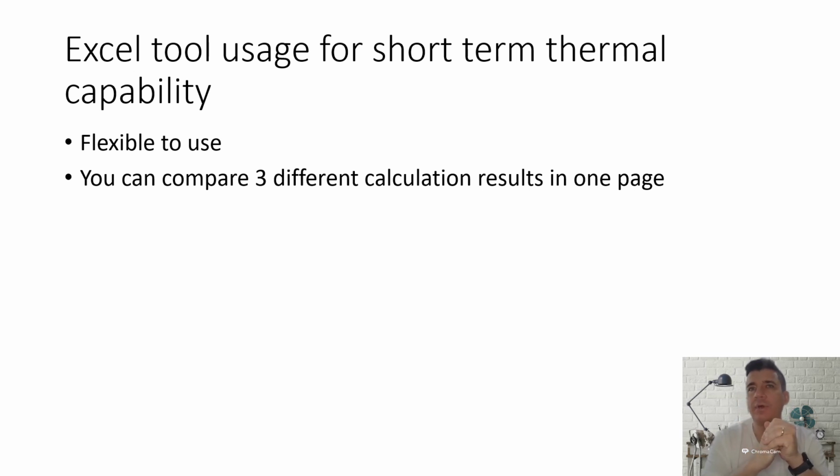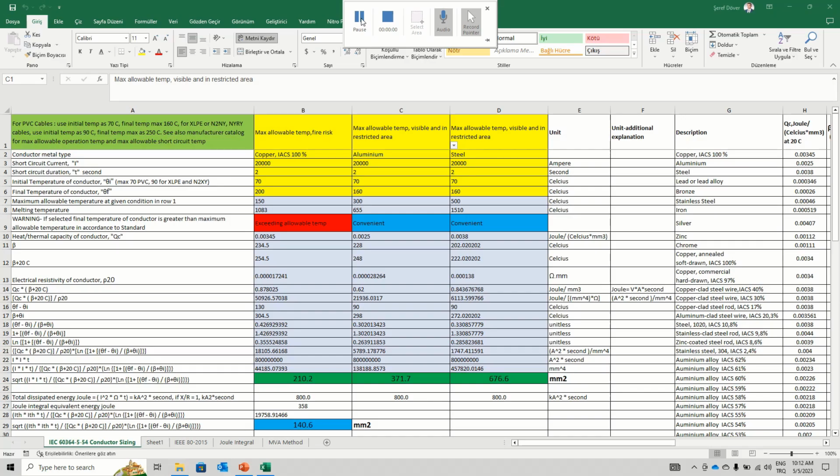Okay, what is the required minimum thickness for that conductor? Let's pass through the Excel calculation part. As you see, this is the Excel tool to calculate the minimum cross section of that conductor for short-term thermal capability. In columns B, C, and D, you will see 3 different calculations. Whatever you see here highlighted in yellow means that you need to adjust them. Okay, first let's start with the first row.